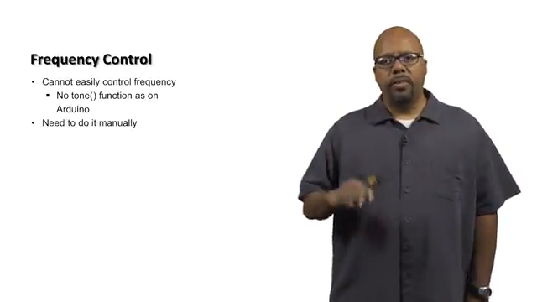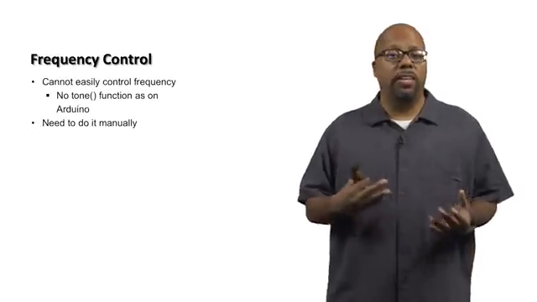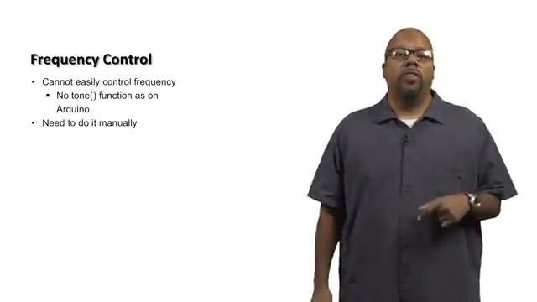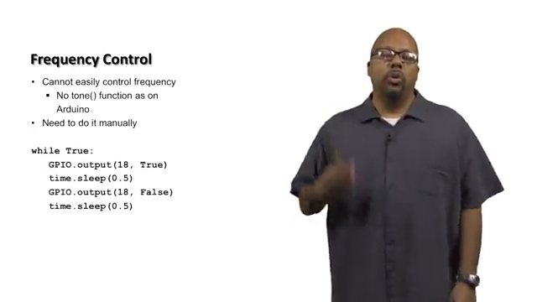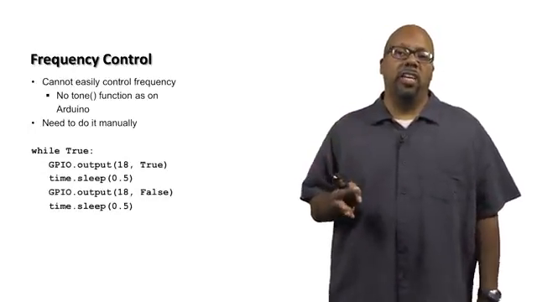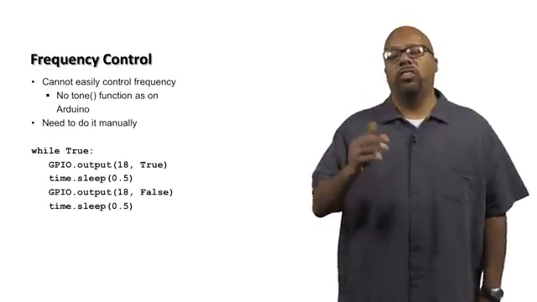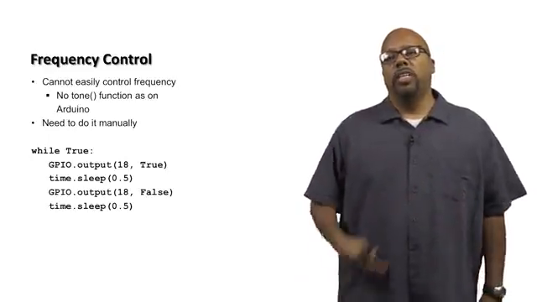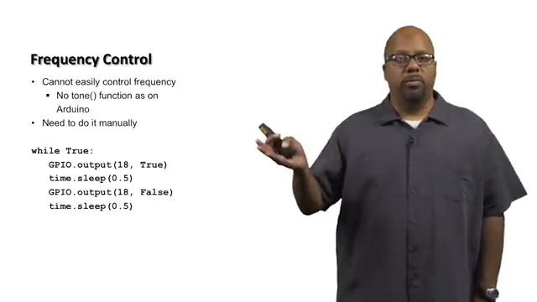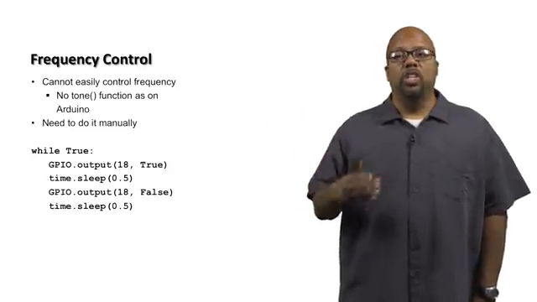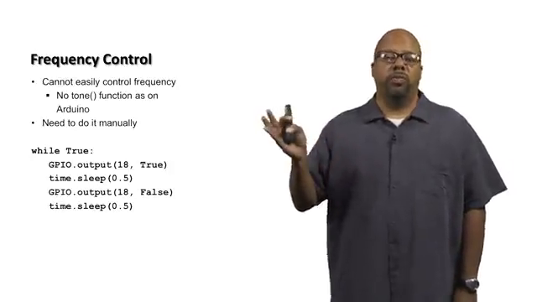So if you want to make something where you change its frequency, you have to do it manually. Okay, do it the hard way. What I mean by that is you actually have to adjust the delays to make it the frequency you want. So here's an example. You've got your infinite while loop. GPIO.output(18, True). Then you sleep for 0.5 seconds, half a second. GPIO.output(18, False), then you sleep for another half second.